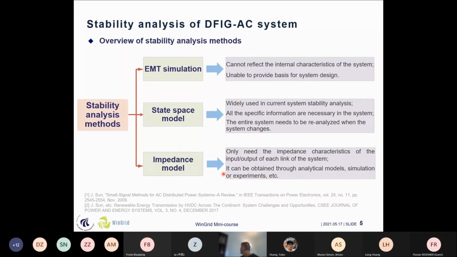Since the impedance model has this kind of advantage, in the later research and analysis, we are going to use the impedance model for the stability analysis of the DFIG AC system.